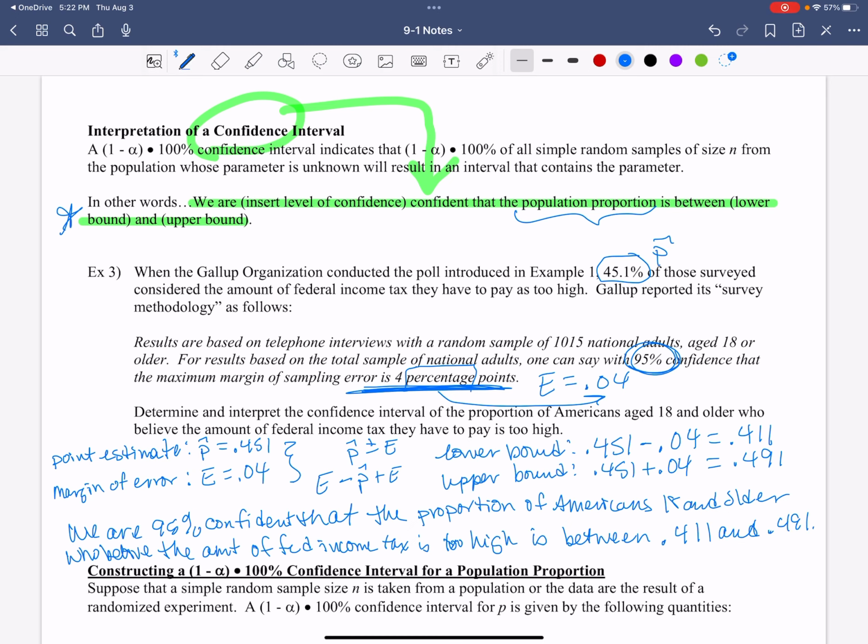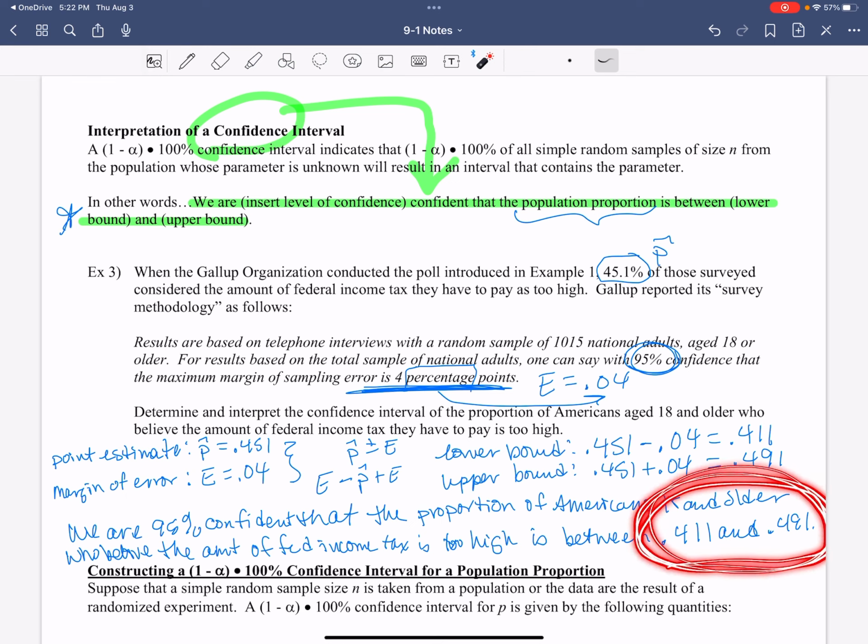So what this is saying is, based on my point estimate, based on my sample, on the information I've given, I am now saying between 0.411 and 0.491, I am 95% confident that the parameter is in there. That's what we're saying. All right. So the real value, based on the whole population, is going to fit. I'm 95% confident that based on the whole population, that is my interval of where I'm working with it.